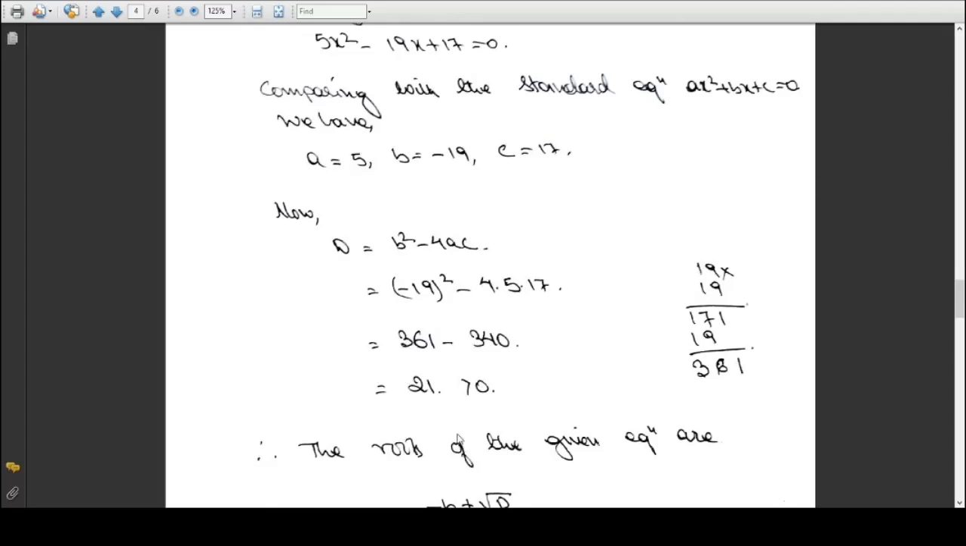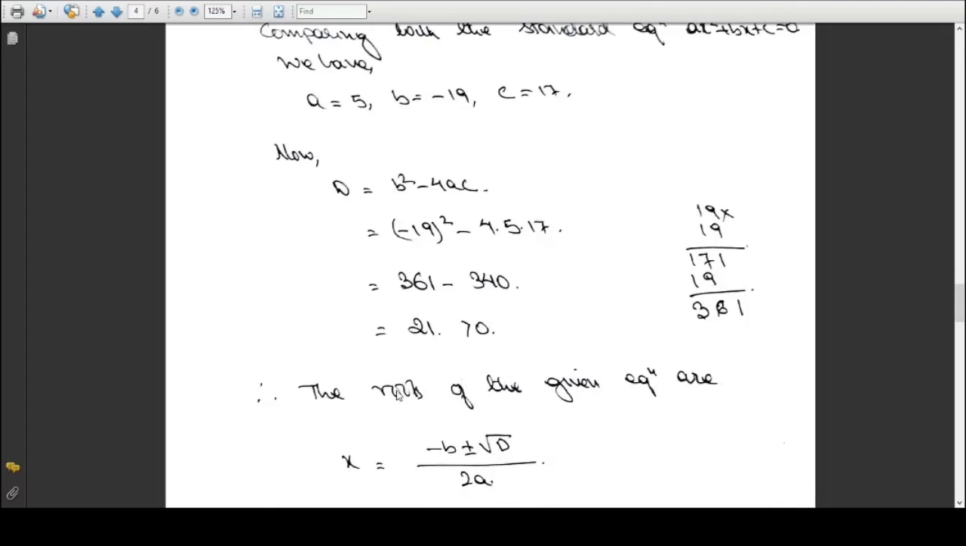Okay. Now you find out the roots. Since the discriminant is greater than 0, you will have real and distinct roots. This means you have two roots which are real and distinct.